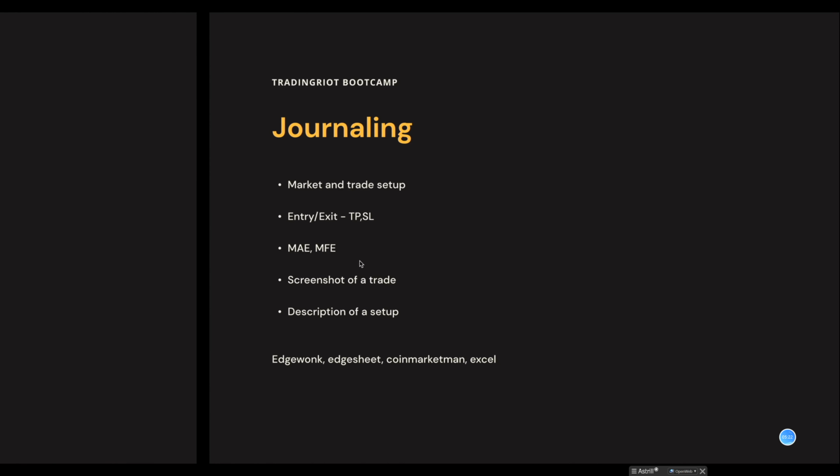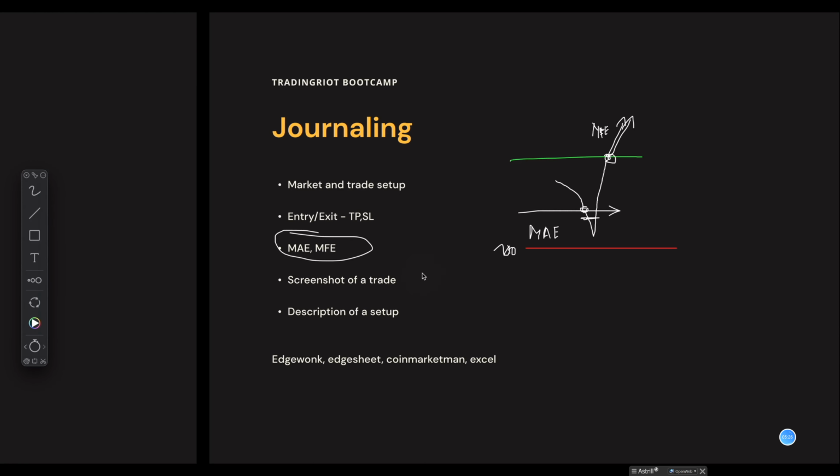So these things are obvious. Max adverse excursion and max favorable excursion. You might not know these things. Here is a drawing I already made. So if you enter the trade here, well, this is not the best way to do it. If you enter the trade, let me just do it with the mouse.